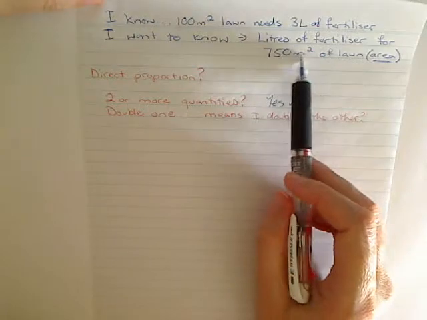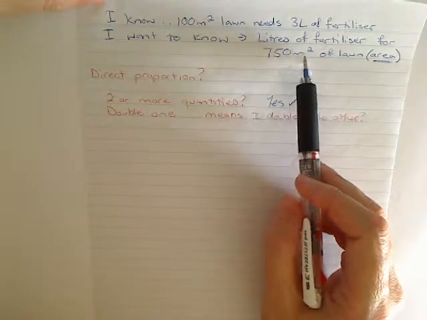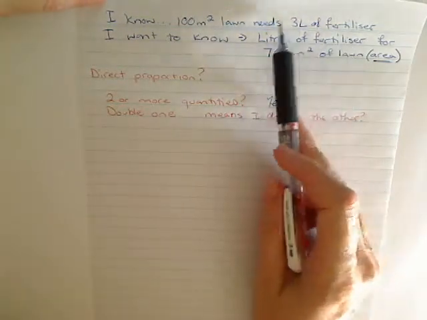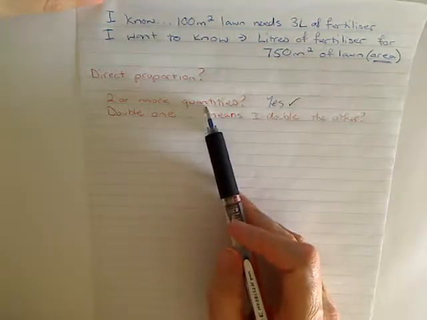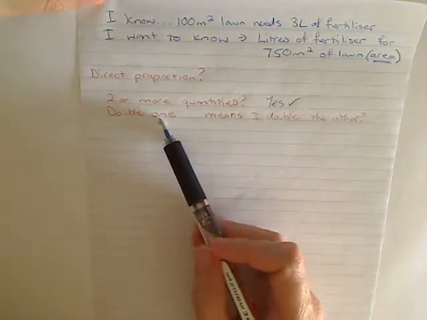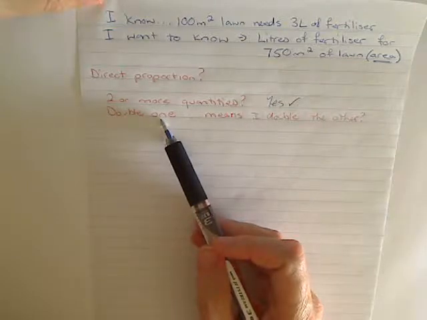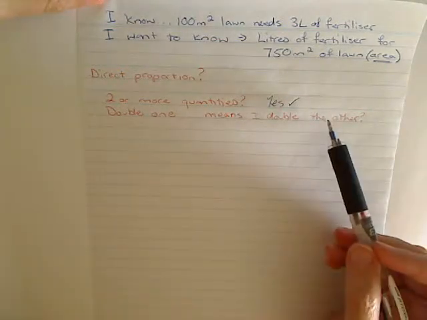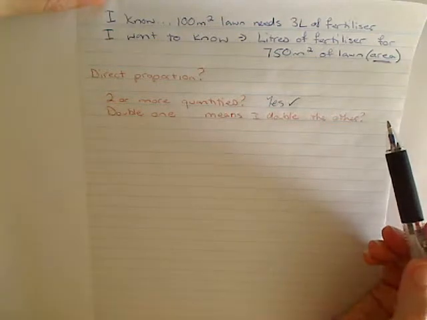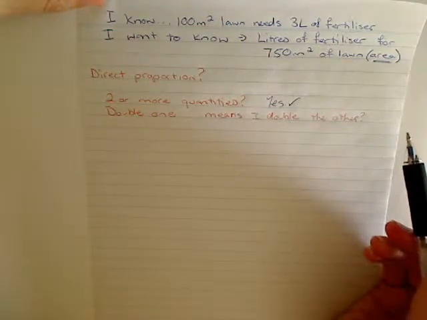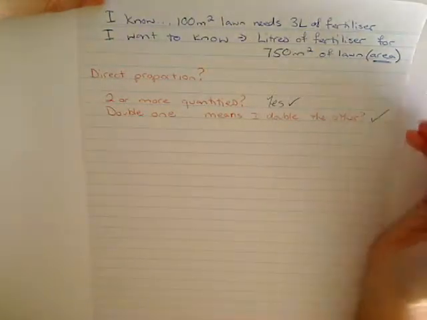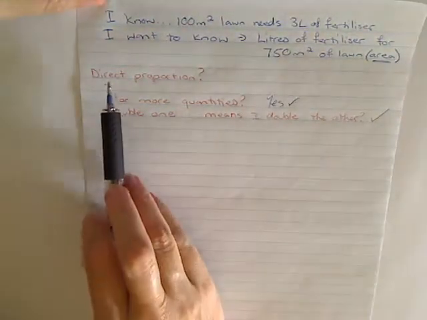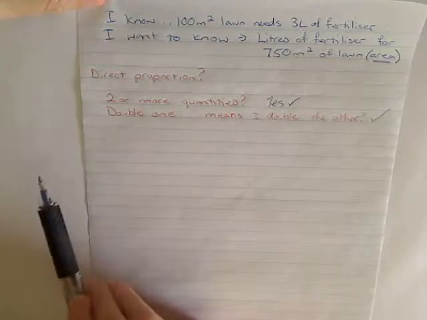There's some area of lawn and that's being compared with some fertiliser, some litres of fertiliser. Doesn't matter if the units are different. Are there two quantities? Now if I was to double the lawn that I had to fertilise, would I double the fertiliser that I need? And we would say yes, twice as much lawn, twice as much fertiliser. That means that these two quantities are in direct proportion with each other.